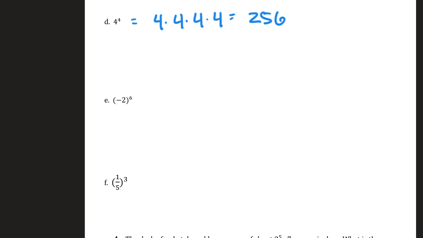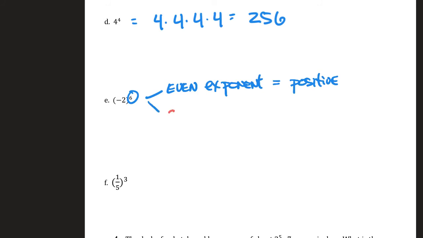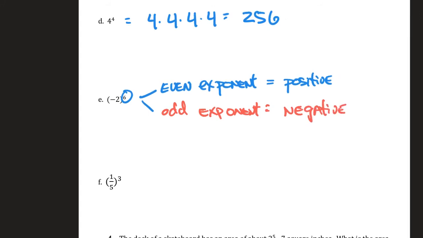Again, when you have negatives, to give you a quick little hint here, when you have an even exponent, so 6 is even, and my base is negative, my answer is going to be positive. Okay, if I have an odd exponent and my base is negative, my answer is going to be negative.